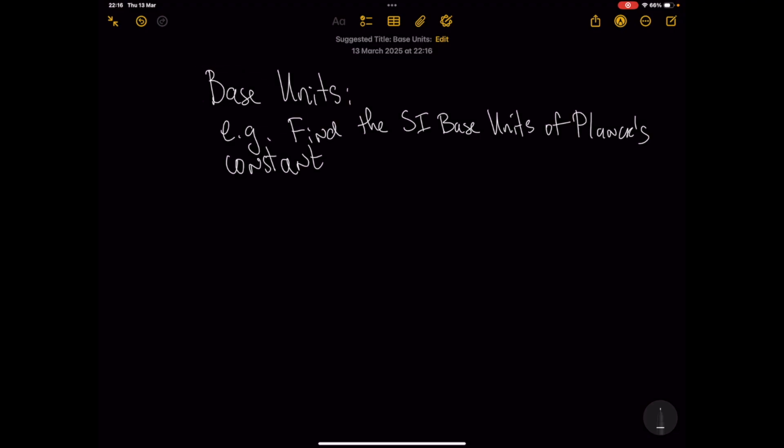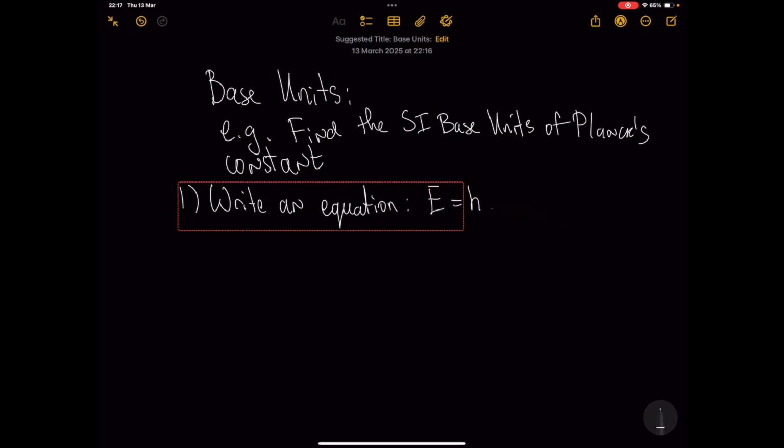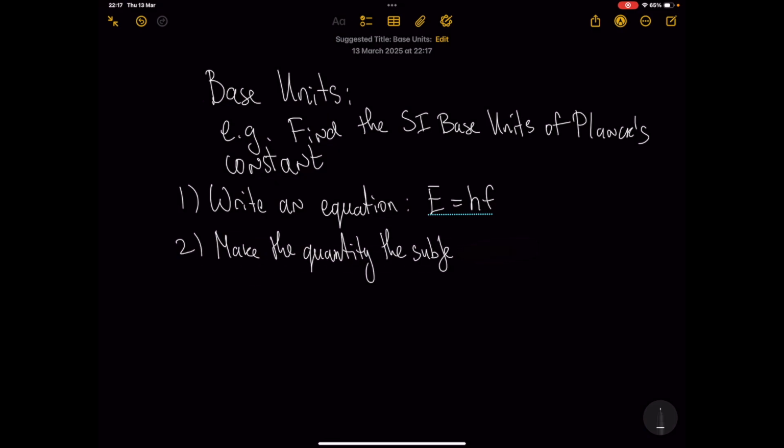As an example, we're going to find the SI base units of Planck's constant. We're always going to follow exactly the same steps. The first step would be to simply write an equation for the quantity. Here's one. We can say that E is equal to hf. The next step would be to rearrange for the quantity. Okay, this means that h will be equal to E over f. Then we're going to express each term in base units.